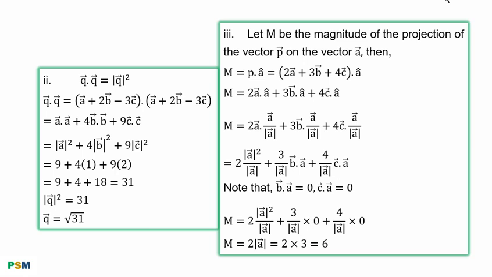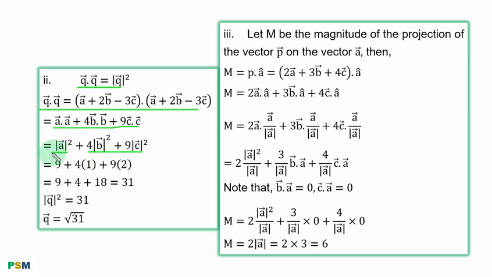Roman figure 2. In order to find the magnitude of vector Q, you need to note that the dot product of vector Q by itself is equal to the square of the magnitude of vector Q. So let's compute the dot product. When you multiply, you have this result. The dot product of vector A by itself is equal to the square of the magnitude of vector A. The same thing applies to B and C.